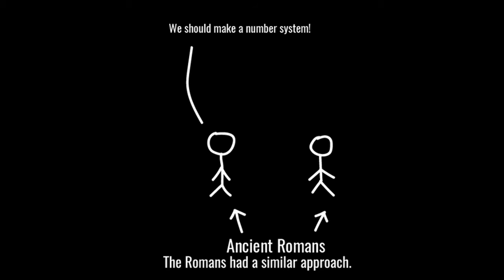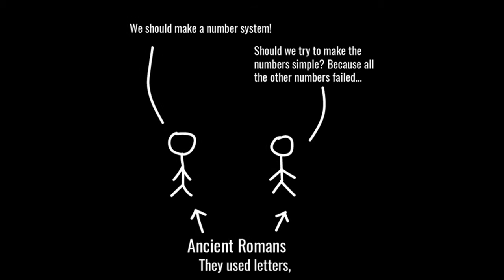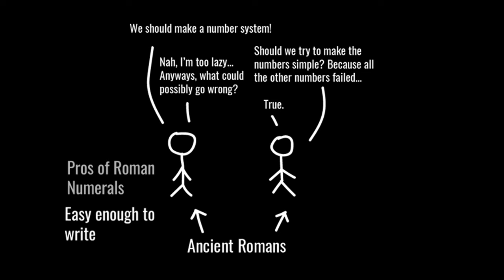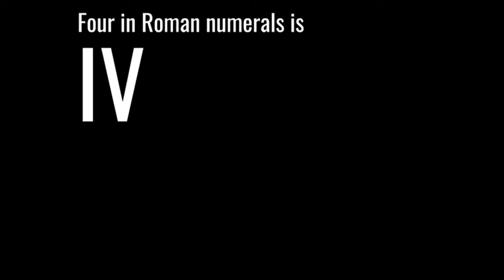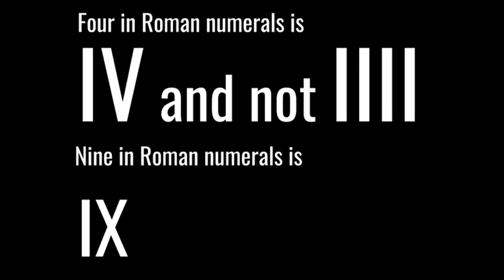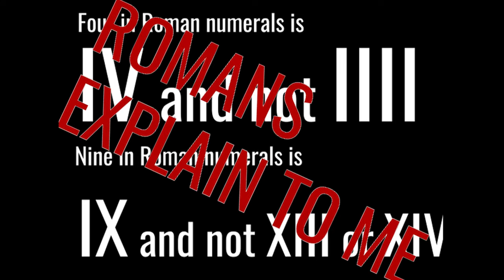The Romans had a similar approach. They use letters, which was easy enough to write, but the letters have no meaning, and they also have this weird thing where 4 is this, and not this, and 9 is this, and not one of these.